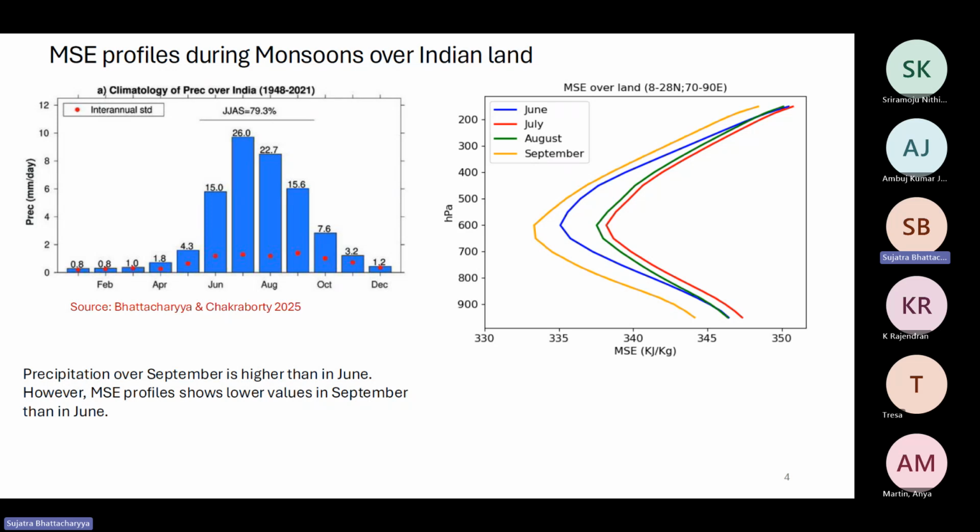But if I see it in the moist static energy profiles, very clearly from June to July to August, a clear variation with the precipitation can be seen. But look at the September moist static energy profile. It is much lower than that of the June profile of the moist static energy.